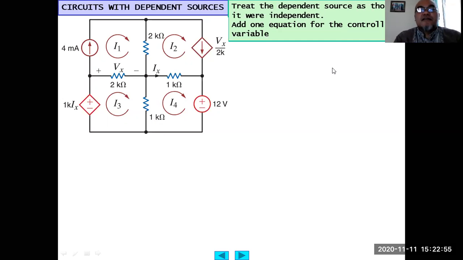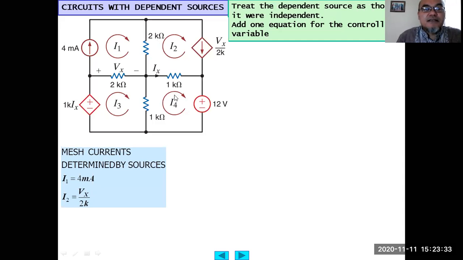What if you have circuits with dependent sources? If we have a circuit with dependent sources, similar to when we do node analysis, we treat the dependent source as if it were an independent source. Then we add one equation for the controlling variable. The controlling variable means what the dependent source depends on, which parameter in another part of the circuit. For example, here, the mesh currents are determined by sources.